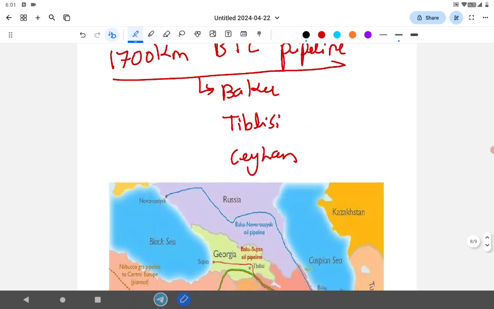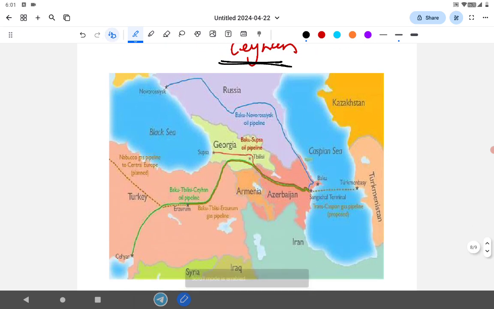The other important thing is this question was asked, I think, 2-3 times. The 1700 kilometer BTC pipeline. It's an oil pipeline. B is for Baku, T is for Tbilisi, C is for Ceyhan. You can see this in this particular map. Baku is in Azerbaijan. The 1700 kilometer BTC pipeline connects the Caspian Sea and the Mediterranean Sea. Ceyhan is in Turkey, Tbilisi in Georgia, and Baku in Azerbaijan, which opens to the Caspian Sea.